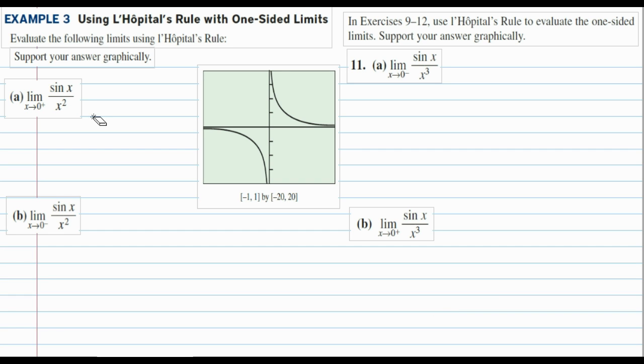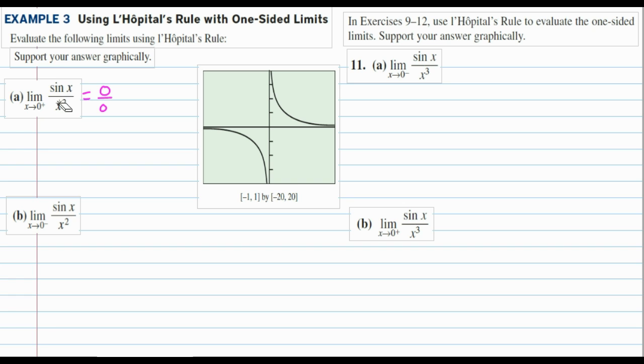over x squared. So first of all, you can see the sine of x over x squared is going to have a different limit from the right than it does from the left. So we're going to explore that limit from the right. Now if I plugged in 0, I would get 0 over 0. So L'Hopital's rule might be a good idea for this.